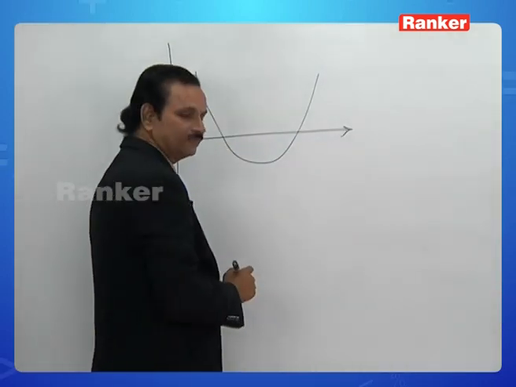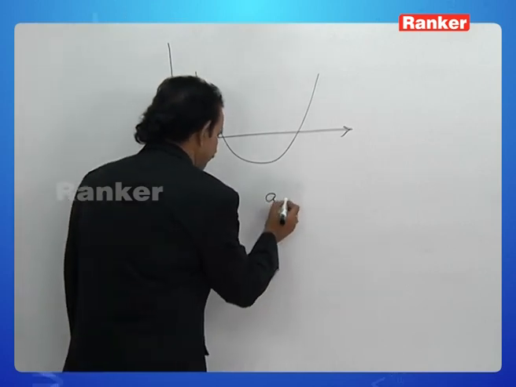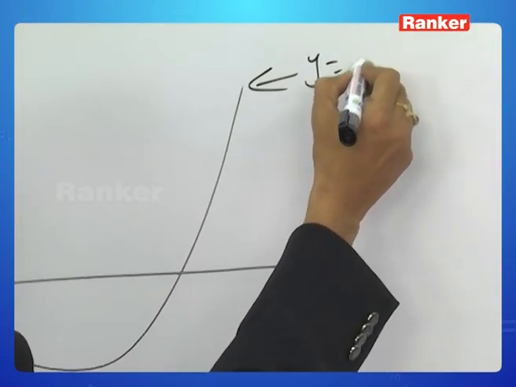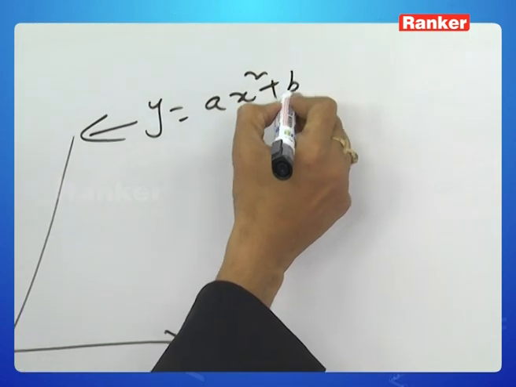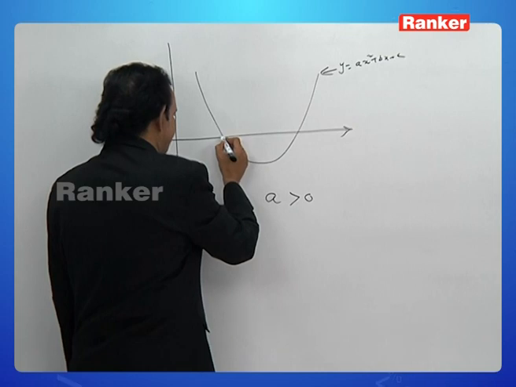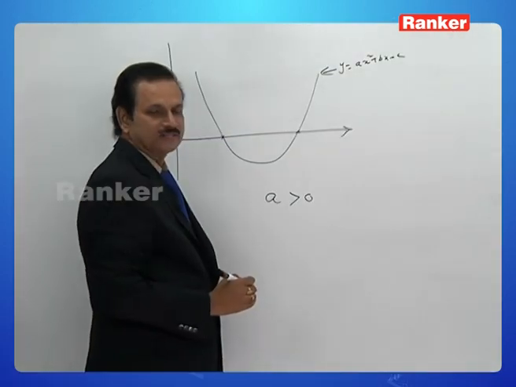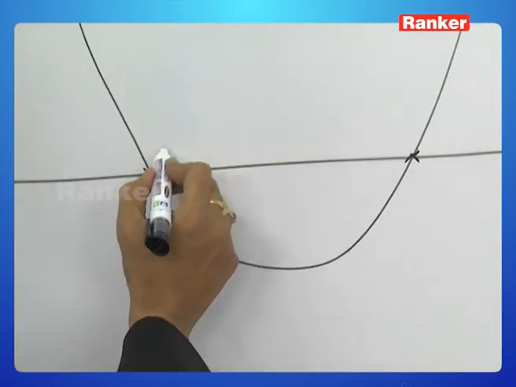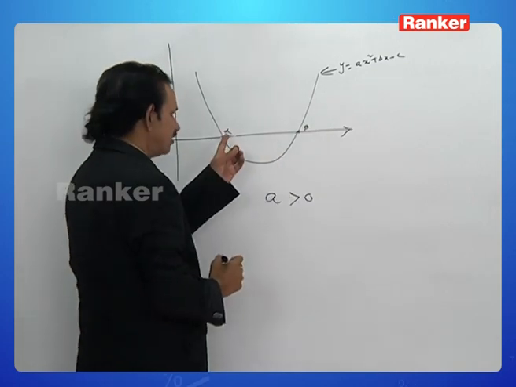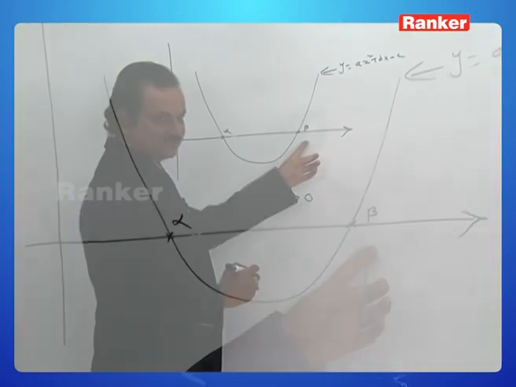Observe this graph. This is again a parabola opened upwards. Therefore, a is greater than 0. This is the graph of y is equal to ax square plus bx plus c. We can see in the graph itself the parabola cuts the x-axis at how many points? 2 points. Let these points be represented as alpha and beta. Therefore, this is the point alpha 0 and this is the point beta 0 on the x-axis.